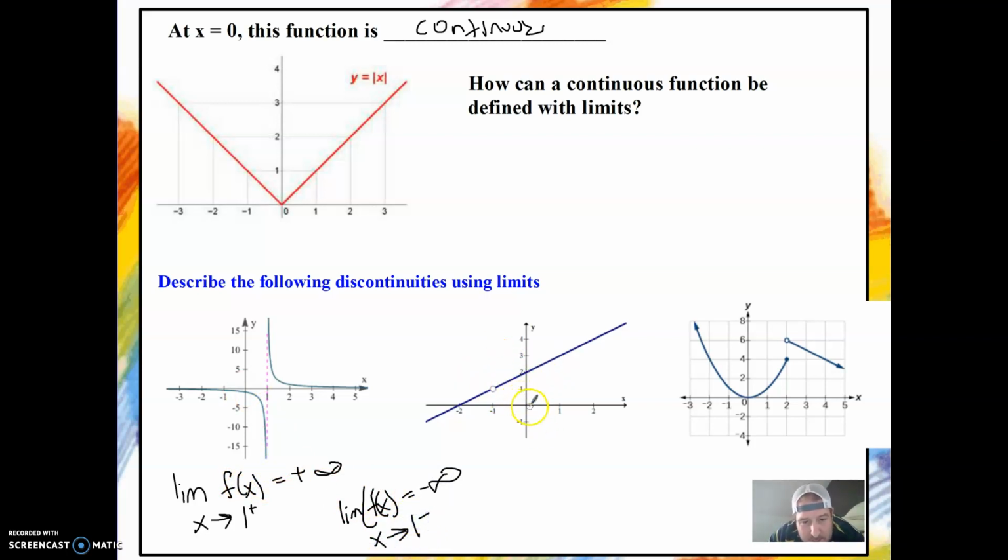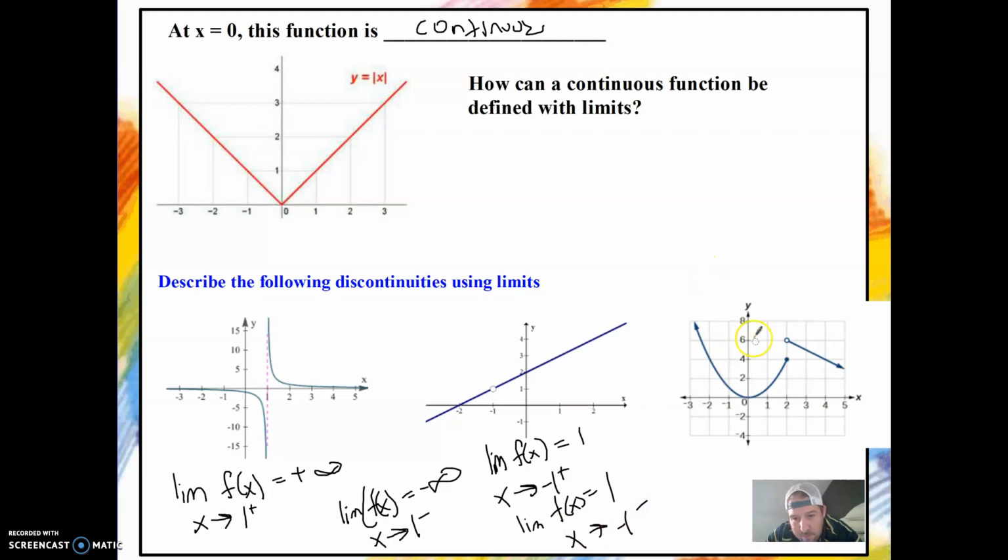This one it's going to be the same, so the limit of f of x is going to be 1 when x is approaching -1 from the right and the left. I would just write the exact same thing with a 1 with a minus sign. Limit of f of x equals 1 when x is approaching -1 from the left hand side.